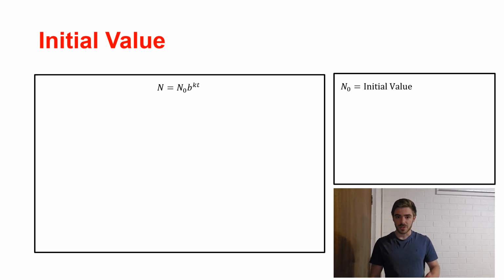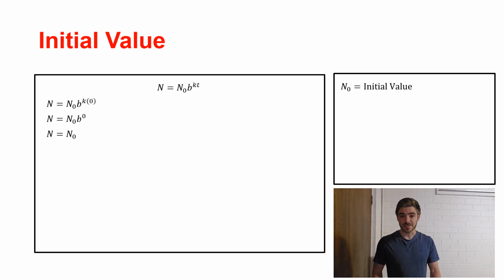Now, initial value in the context of extended response style questions just means the starting value at time t equals 0. If we sub t equals 0 into the generic exponential equation, after a bit of simplification, we see that all the other terms disappear, leaving us just with n0. It's for this reason that the coefficient out the front, n0, is referred to as the initial value.